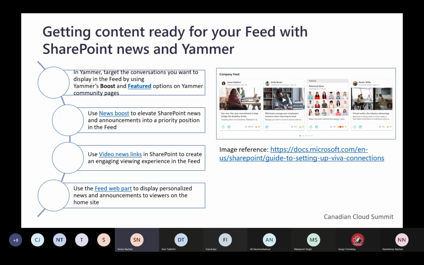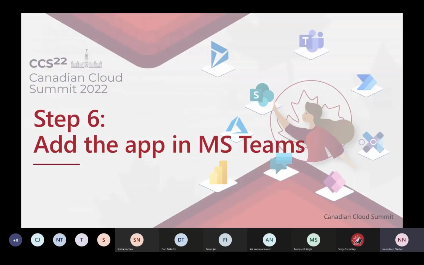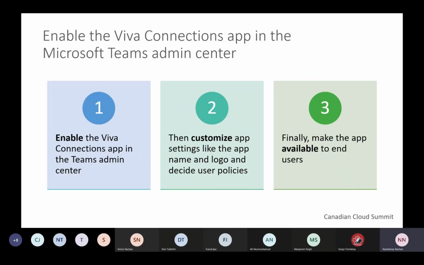So you will need administrator permissions, or for the edit you need edit permissions or higher permissions. So now that we have everything ready at our SharePoint end, let's move into Microsoft Teams and see how we'll be able to add the entire experience as a Viva Connections app. This is a three-step process, and we will follow that as we go.